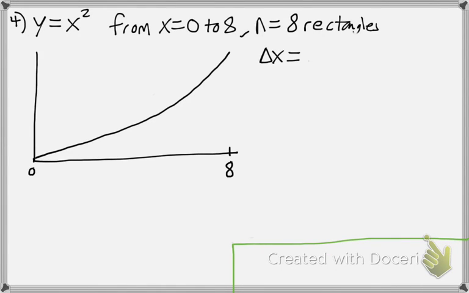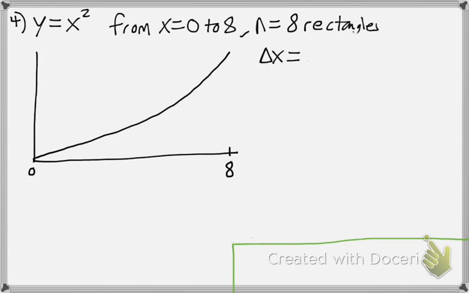On number 4, we're doing something very similar to number 1, except we're still dealing with x squared, still dealing with from 0 to 8, but this time they want us to use 8 rectangles, and this time they want us to use right Riemann sums. Let's first figure out what delta x is.